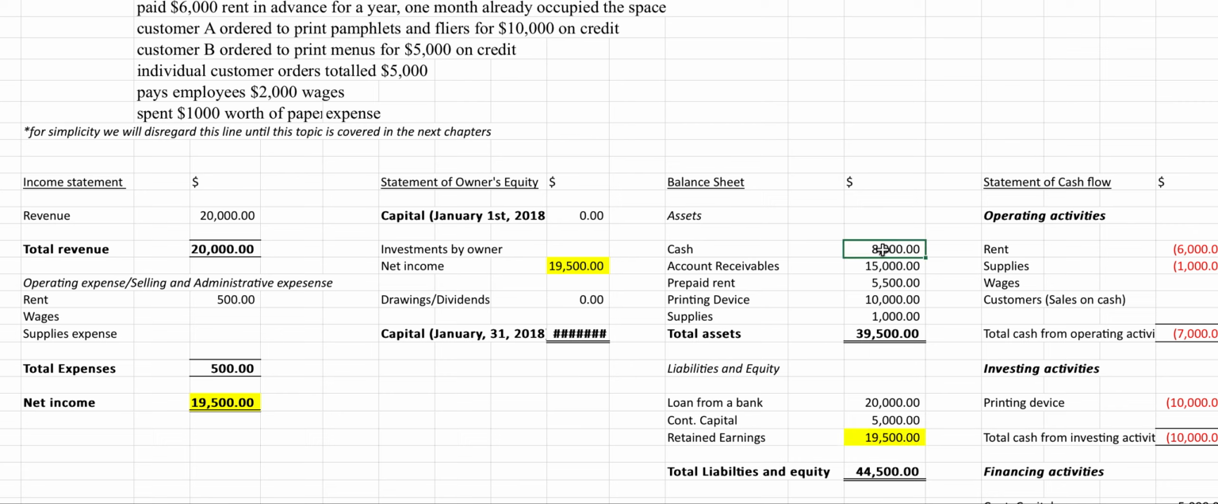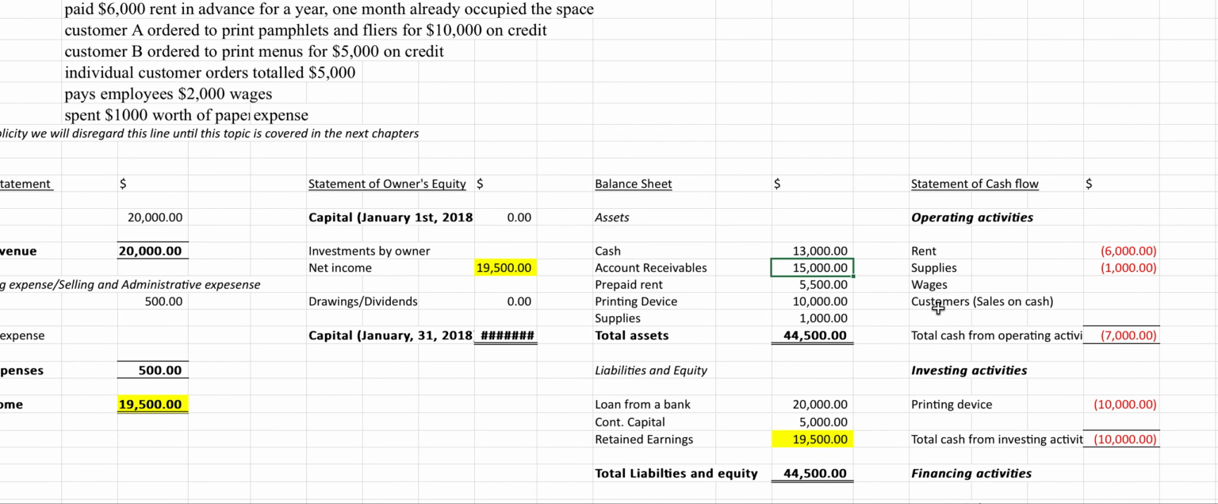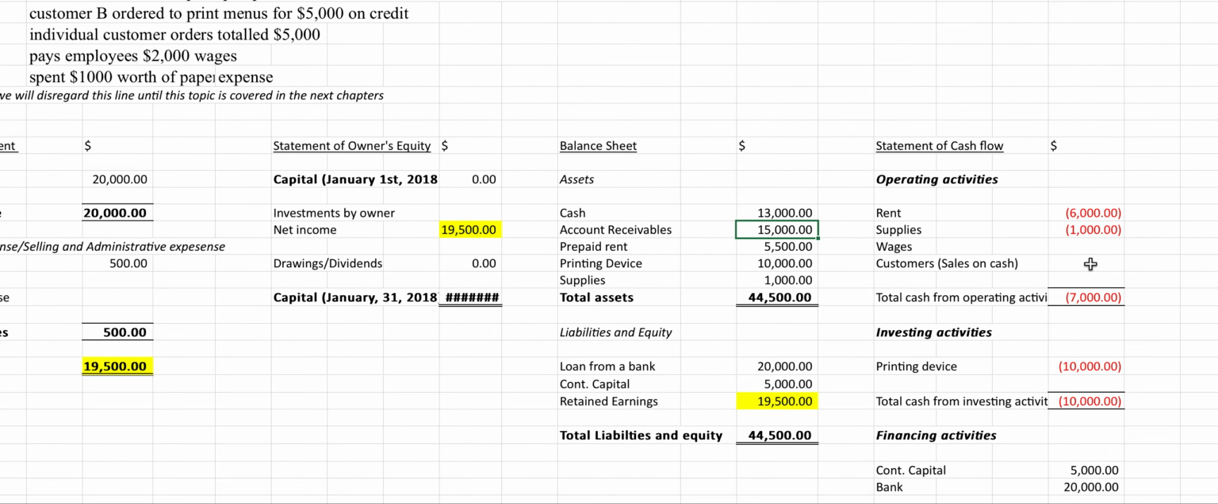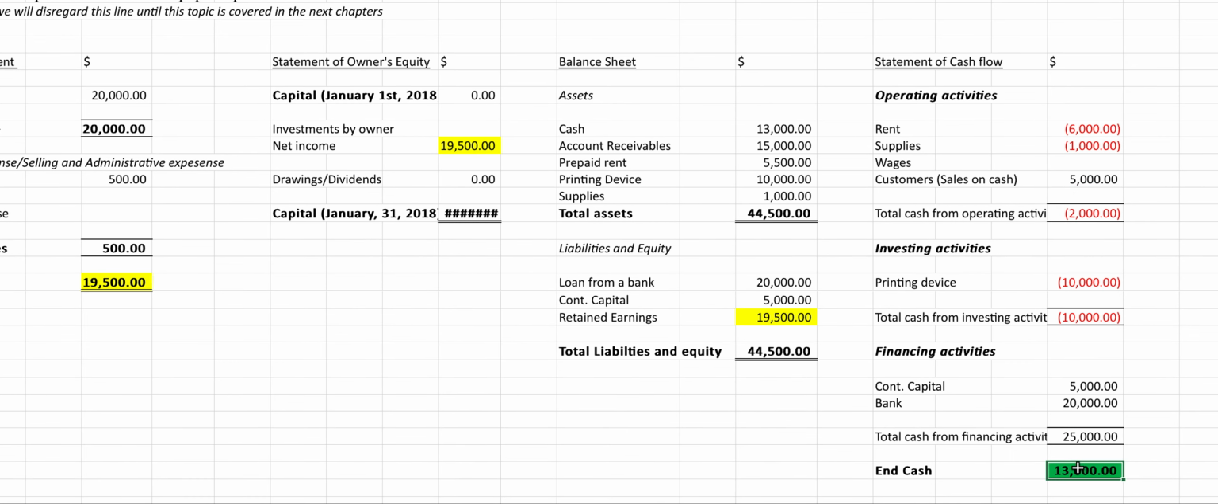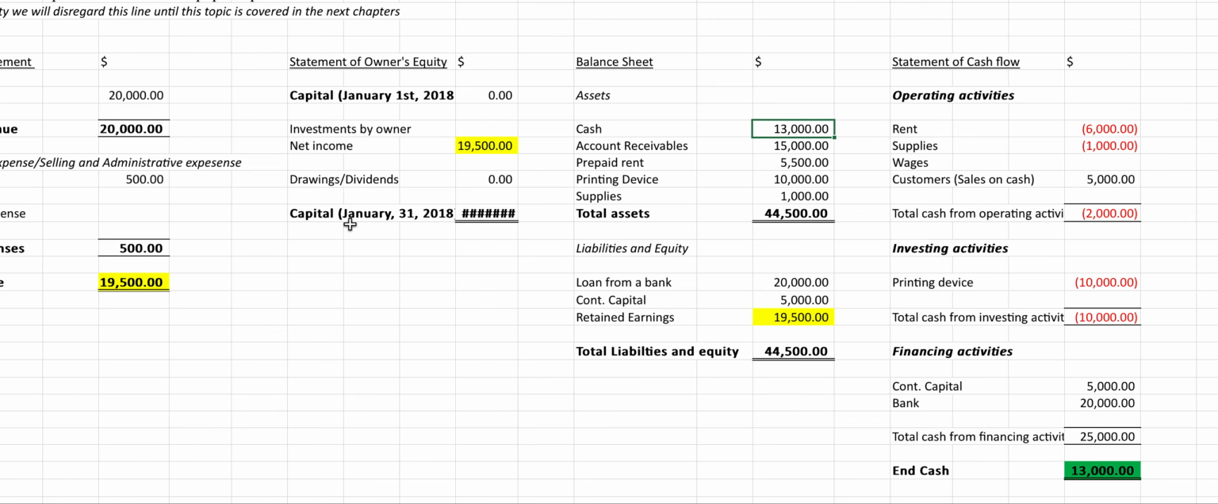And we're going to have an increase in cash because this time the customers have paid us in cash. Since the payments have been made in cash, we can immediately recognize the cash inflow from operating activities, and that's going to be 5,000, and we're going to recognize it right here in the statement of cash flows. Based on this last input, the ending cash balance in the statement of cash flows equals 13,000, which is also equal to the balance sheet cash balance.